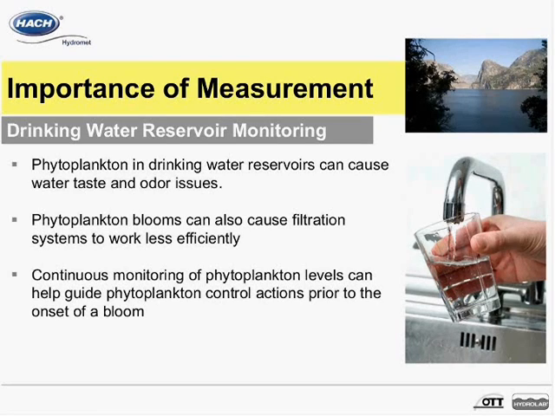Continuous phytoplankton level monitoring can also be an important tool for monitoring drinking water reservoirs. Certain species of phytoplankton, mainly cyanobacteria, can produce compounds that can create taste and odor issues in water. A couple notable cyanobacteria byproducts that can cause significant taste and odor issues in water include 2-MIB and geosmin. In addition, phytoplankton blooms can cause drinking water reservoir filtration systems to work less efficiently.